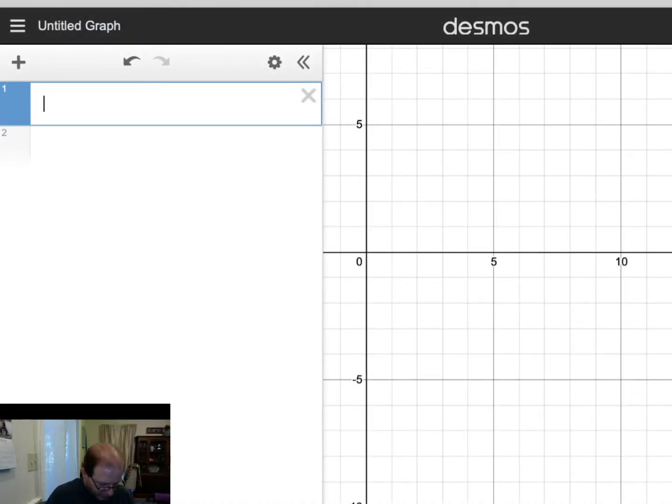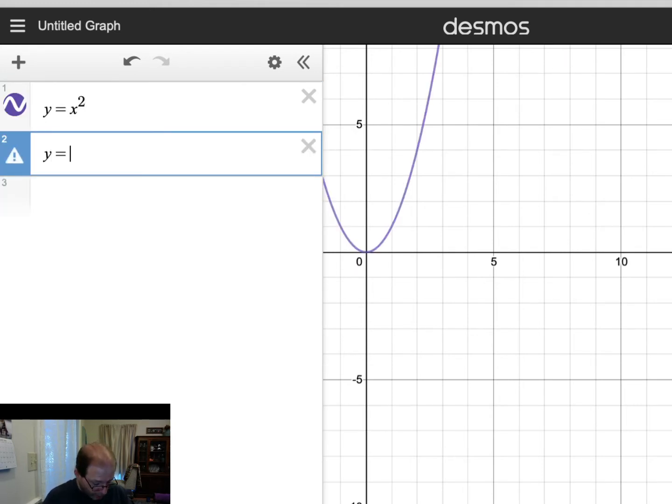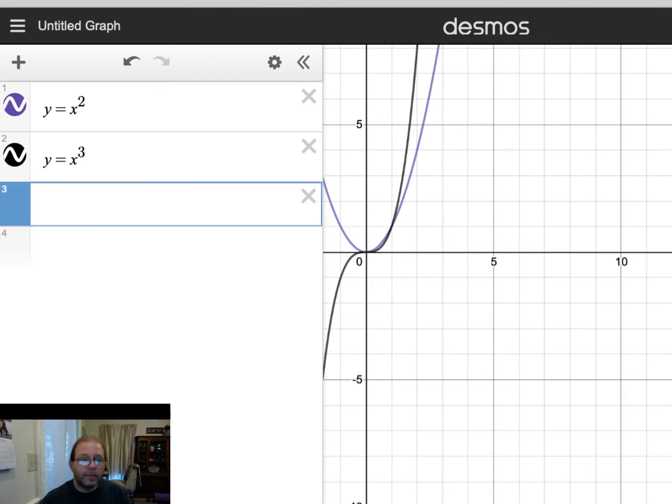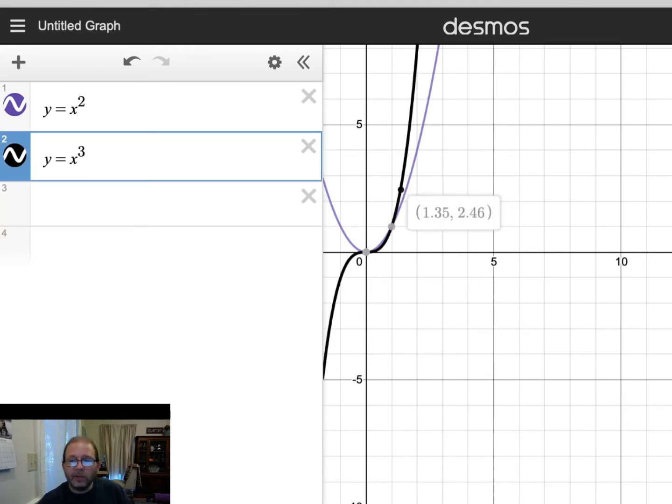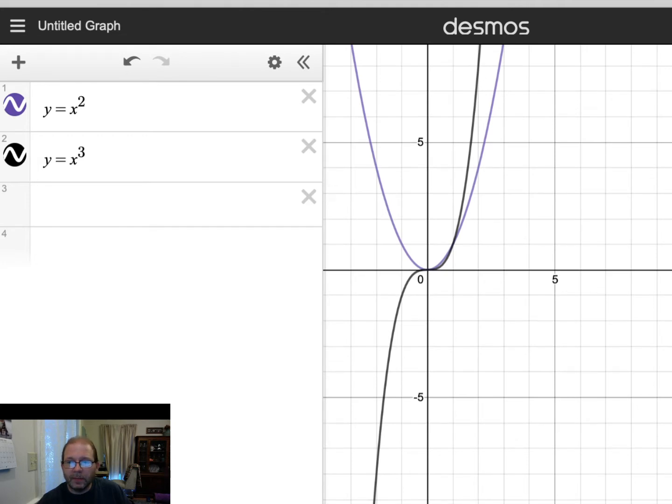Let's look at this. First off, polynomials grow faster if they have higher degree. If I were to graph y equals x squared and y equals x cubed here, y equals x cubed grows faster than y equals x squared. That just makes good sense.